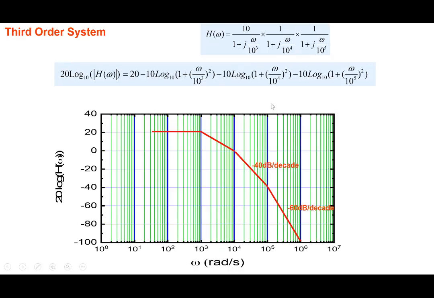We had also seen a case of a third order system. If you multiply them all together, the highest power that you will get is omega to the power 3. It's a third order system, a third order filter, and the maximum attenuation that you're able to get is 60 dB per decade.